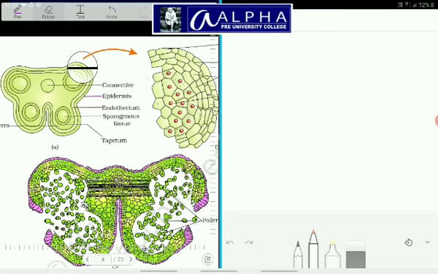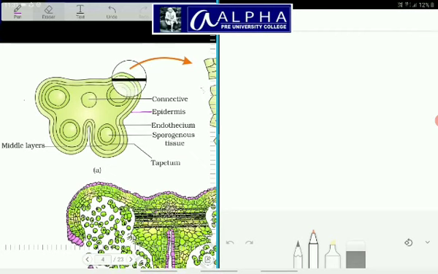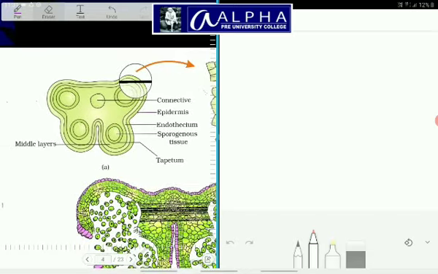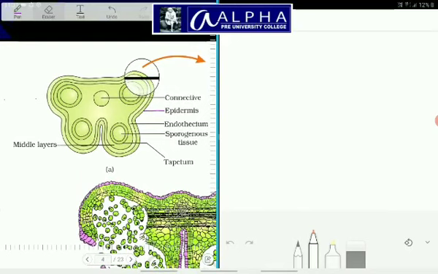In this class, I'm going to show you how to write transverse section of young anther and enlarged view of microsporangium easily. So first, let me consider the transverse section of young anther. In your textbook, cross section without cellular features, histological features have been given. In this section, the four microsporangia are there.